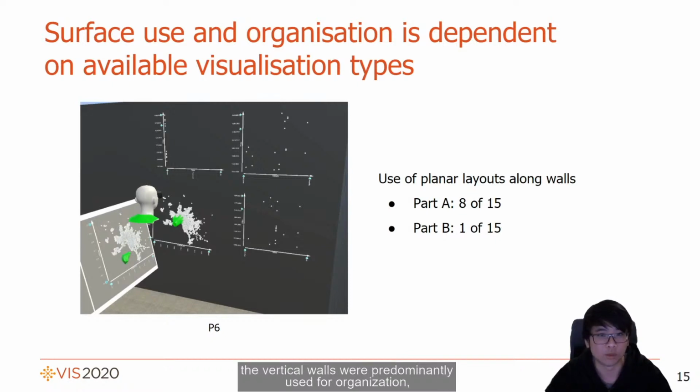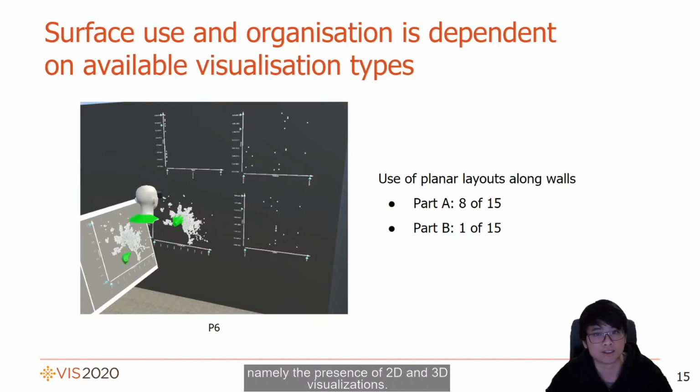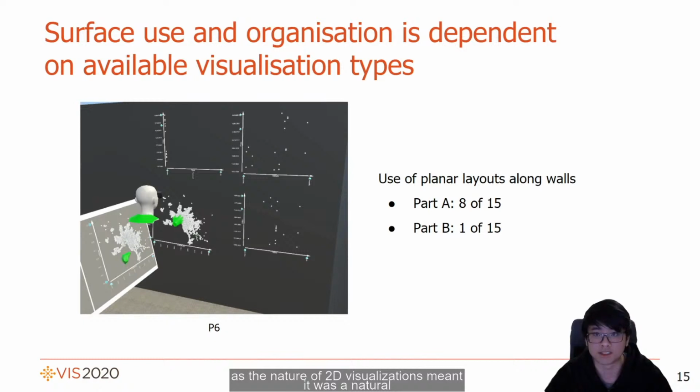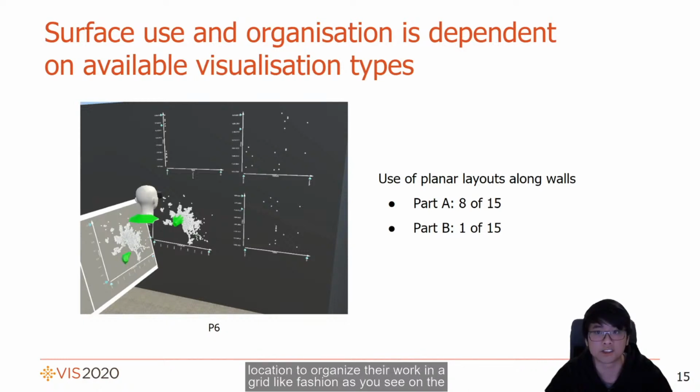We observed that the vertical walls were predominantly used for organization, storage, and presentation. However, the extent to which they were used was dependent on the available visualization types, namely the presence of 2D and 3D visualizations. A majority of participants kept to planar-like layouts in Part A, as the nature of 2D visualizations meant it was a natural location to organize their work in a grid-like fashion as you see on the screen, despite requiring more physical movement and effort to do so.